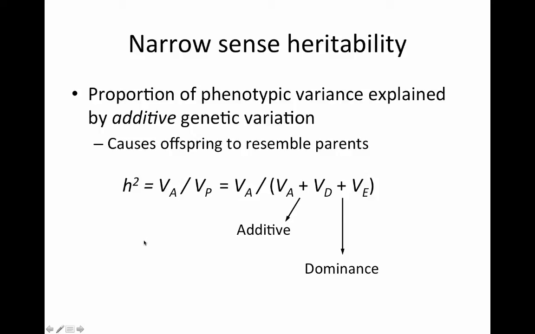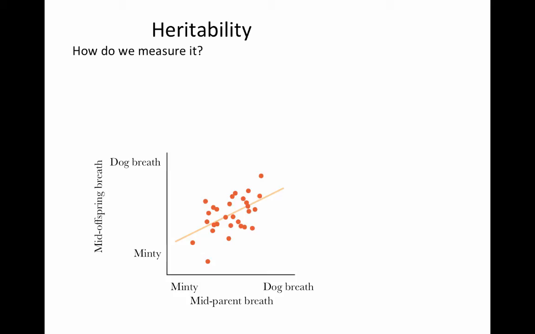So again, this is sort of a conceptual construction to help us define our variables. These things are not things that we can just go out and measure directly: additive genetic variance, dominance genetic variance, and environmental variance. But we do have a way of actually measuring this. Because this is the variance that causes offspring to resemble parents, we can measure this just by comparing offspring and parents. We make a plot like this comparing parent values to offspring values.